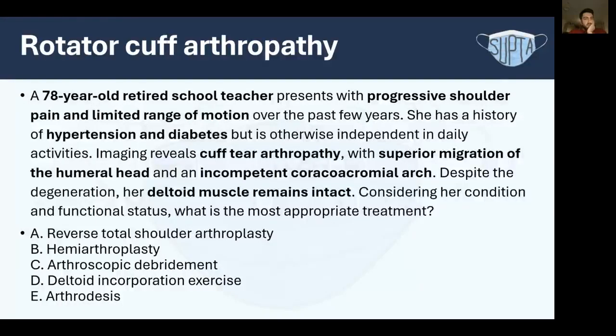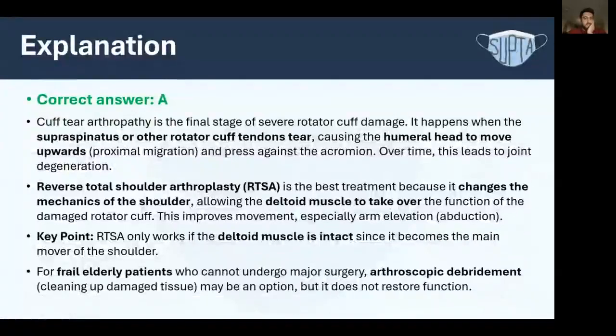Now let's go back to it. So the correct answer is A, and we'll go through why. Cuff tear arthropathy is the final stage of severe rotator cuff damage. It happens when the supraspinatus or other rotator cuff tendons tear, causing the humeral head to move upward and press against the acromion. Over time, this leads to joint degeneration.